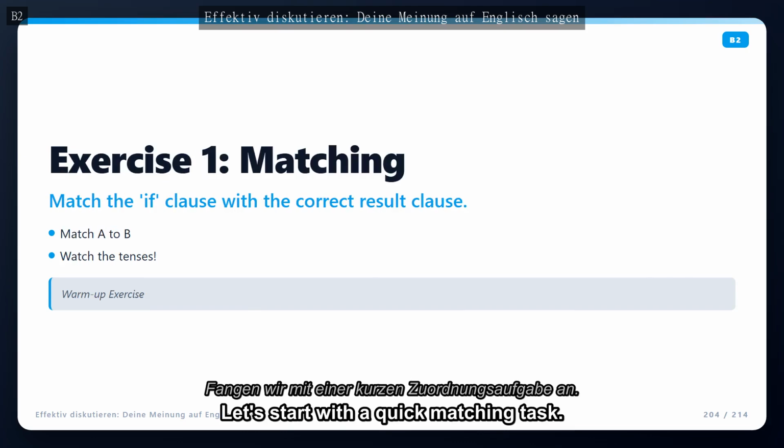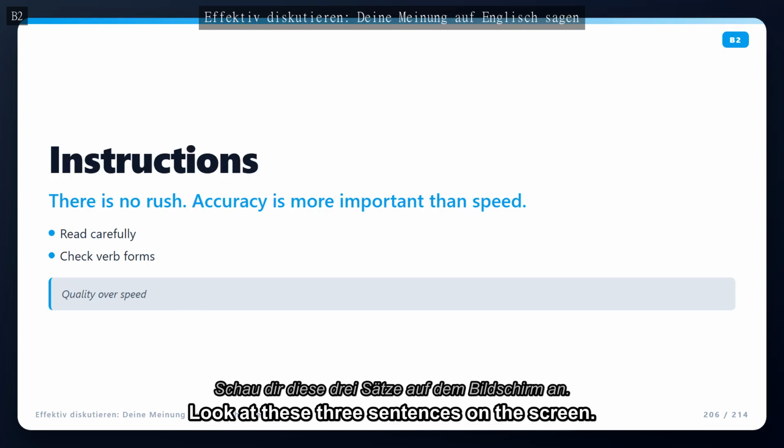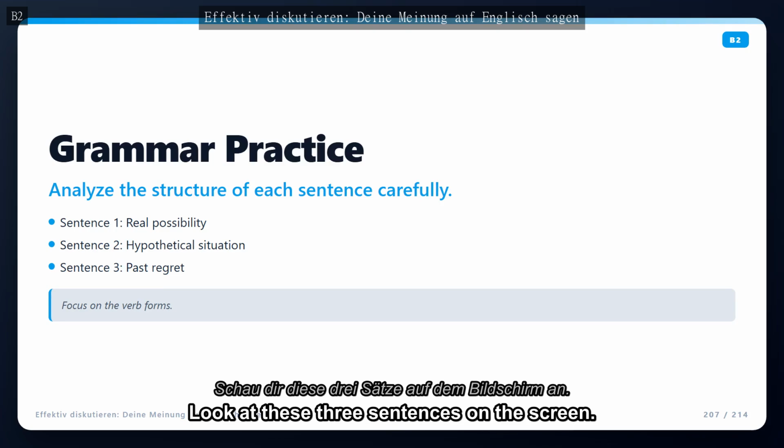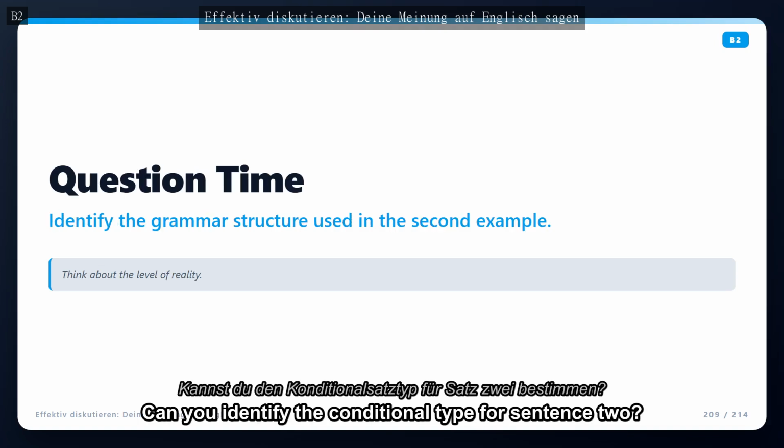Let's start with a quick matching task. I am ready to try it. Take your time and think carefully. Look at these 3 sentences on the screen. I see a pattern in the verb endings. Can you identify the conditional type for sentence 2?